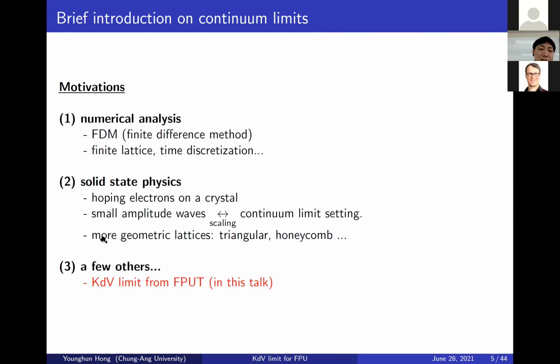Another motivation is from physics. In solid state physics, hopping electrons on a crystal lattice can be described by a difference equation on, for instance, hZ^d with fixed h. On this fixed lattice, a small amplitude solution can be approximated by the PDE solution, and by simple scaling, in most cases the small amplitude limit problem can be translated into the continuum limit problem, and vice versa. So mathematically, these two problems are equivalent. This is one reason we may consider the continuum problem. There are also a few other motivations from physics, and they include the KdV limit from the Fermi-Pasta-Ulam system, which is the main topic of this talk.